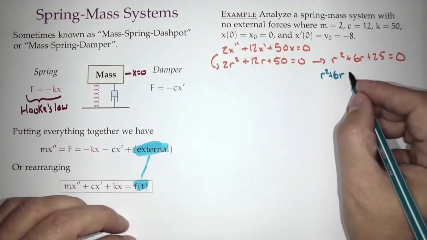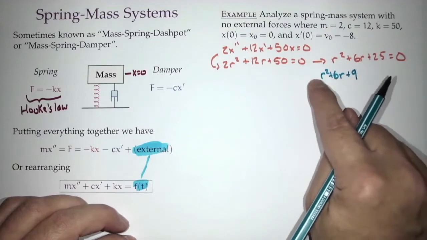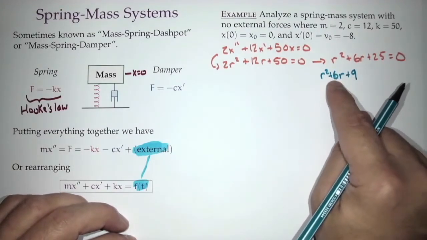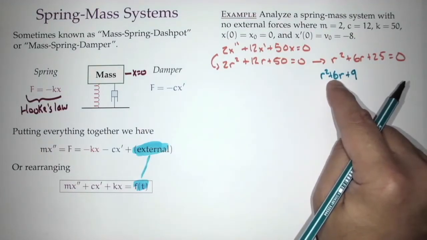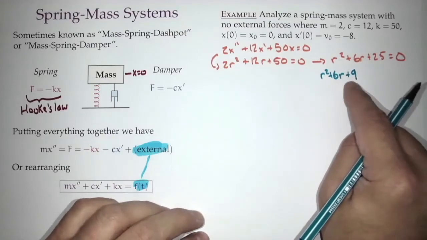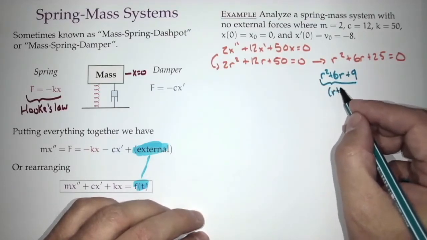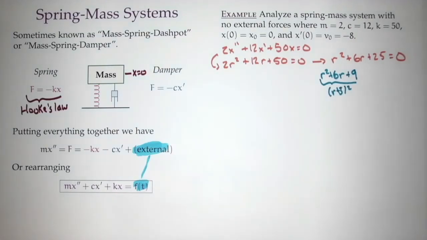Plus 9. All right, for those wondering where the plus 9 comes from: the r squared coefficient is 1, and that's important for what we're about to do. Take the 6 and divide by 2. 6 divided by 2 is 3. Then you take that new number and square it, and that's what you add here. And this is r plus 3 squared. You might say, Steve, can you do that? Yes, because I haven't finished writing stuff down.